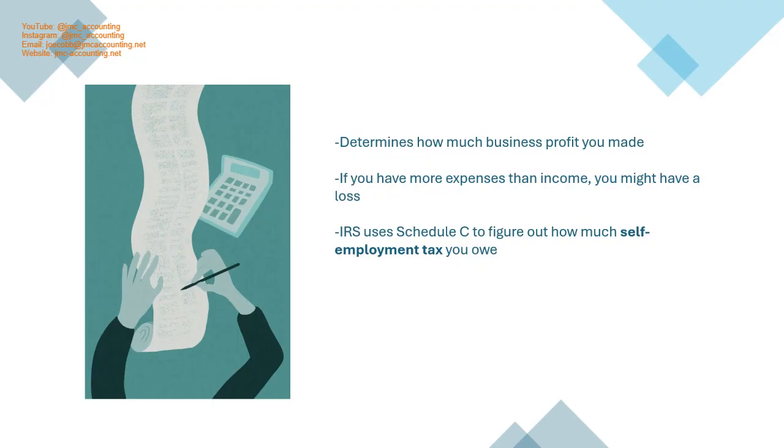So, why is the Schedule C important? Filling out the Schedule C is important because it determines how much business profit you made, and that profit is what you pay taxes on. If you have more expenses than income, you might have a loss, which can sometimes reduce your overall tax bill. Also, the IRS uses the Schedule C to figure out how much self employment tax you owe. That's the tax that covers Social Security and Medicare for self employed people.